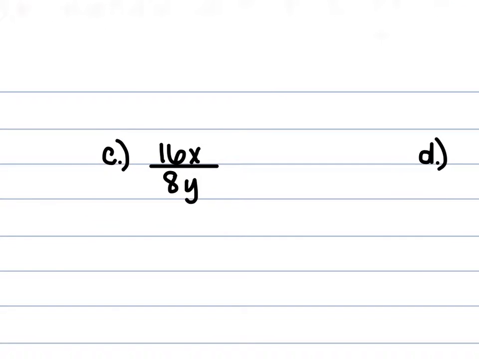For C, we have 16x divided by 8y, or 16x over 8y. We can divide both of those by 8. The x and the y are not the same variable, so they don't cancel out. Nothing can be done with them. So this is just going to be 2x over y.